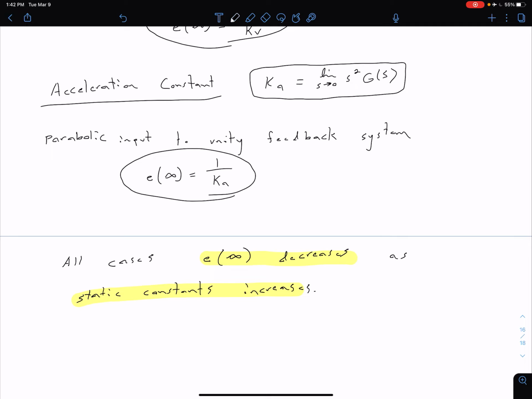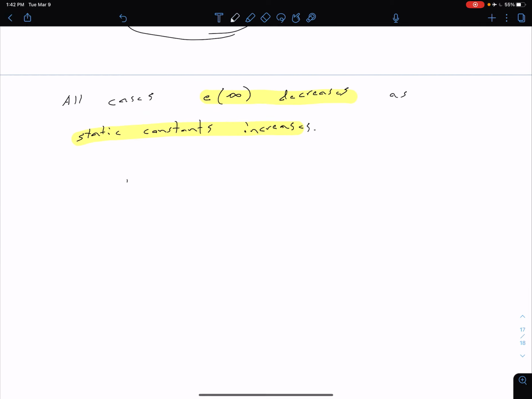If you want to see some examples or get some practice with this, you can look at example 7.4, which is on page 281 of the 8th edition text. In the next video, we're going to come back and put this idea together with our errors and our different types of inputs, and introduce the idea of system type, and then move on from there. Hopefully that will bring all of these ideas together.